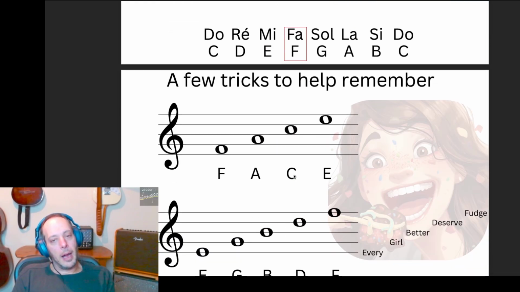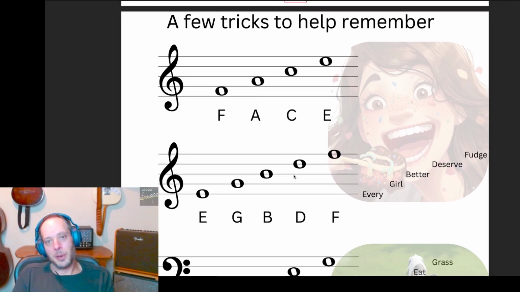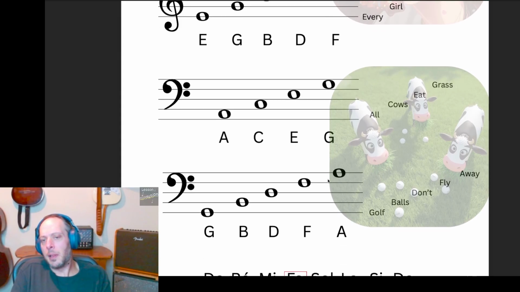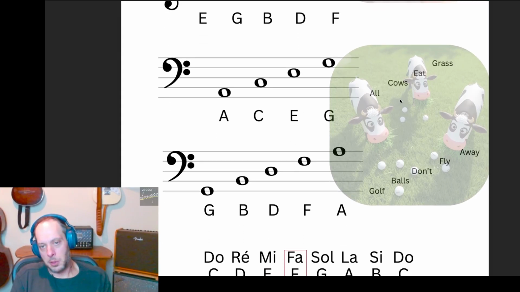And I don't want to forget the girls. I learned this over the years teaching a variation on these little tricks. So FACE for the spaces, FACE rhymes with space, even on top of it. And that doesn't change. But for the E line, we can say Every Good Boy Deserves Fudge, or Every Girl Better Deserve Fudge. And then for the bass clef, it's the same tricks. All Cows Eat Grass, that's for the spaces. And then Good Boys Don't Fly Away, that's for the lines.